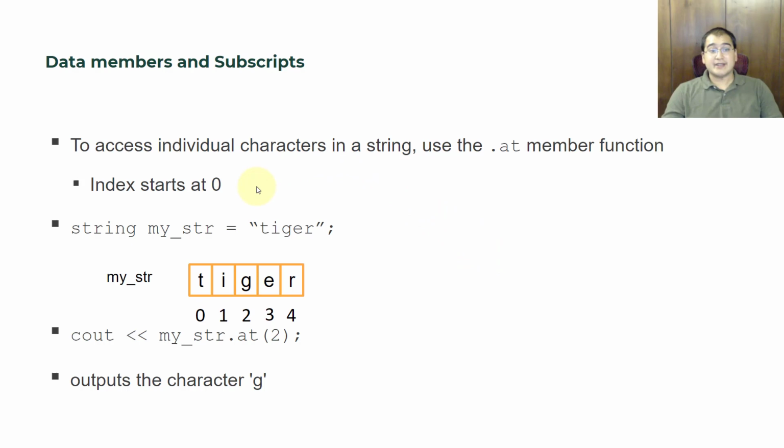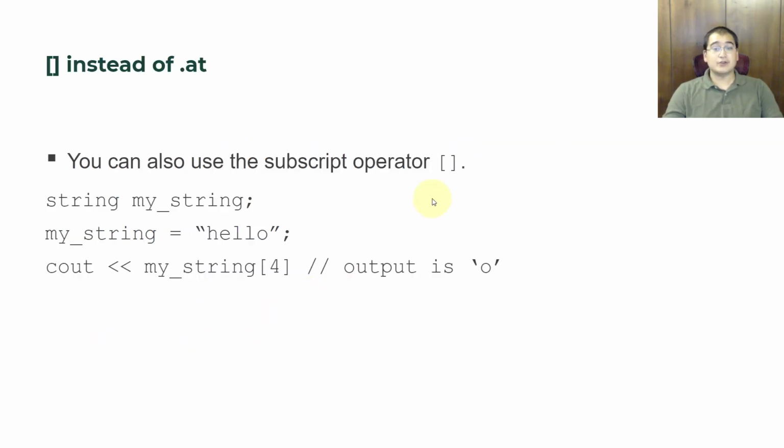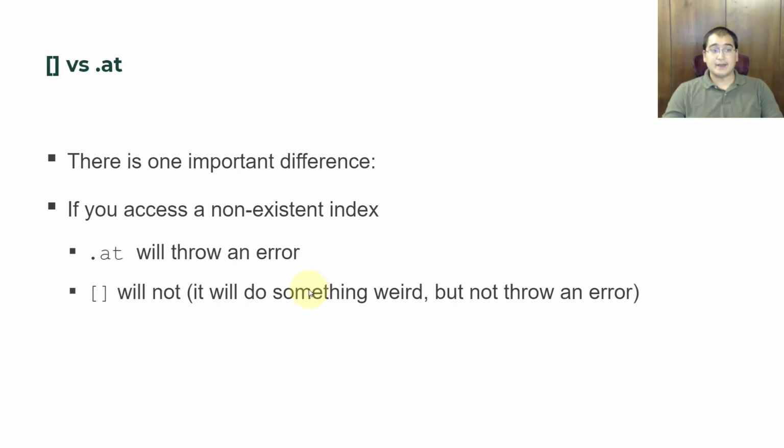Now, if you want to access individual characters in the string, you can use the at method, which takes a given index and returns the character stored at that position. You can also use the square bracket notation to do much the same thing. There's one important difference: the at method will throw an error if you try reaching for an illegal index, whereas the square bracket will not.